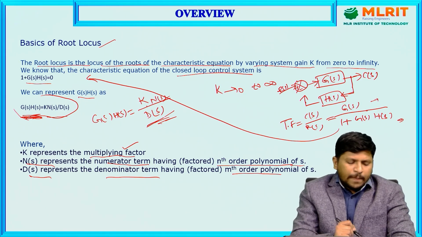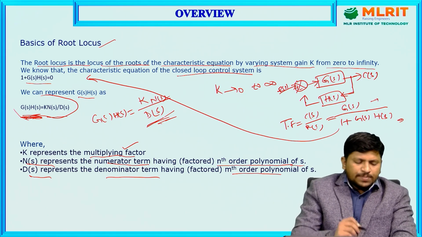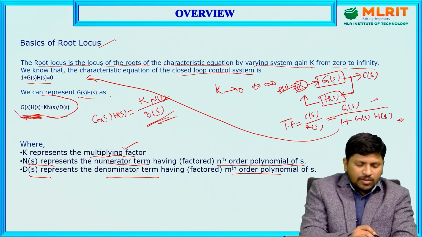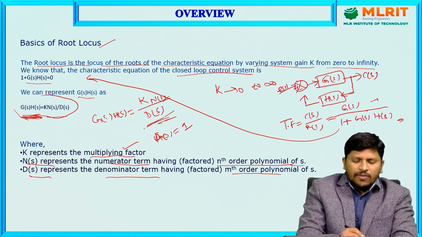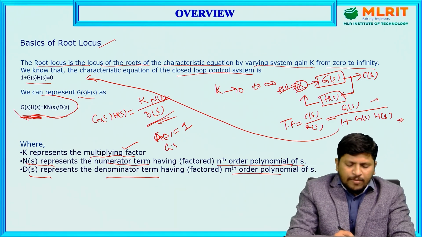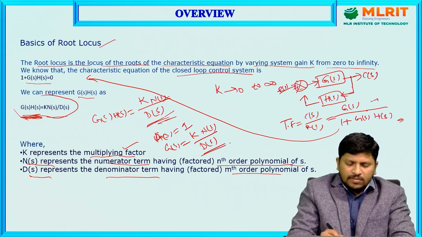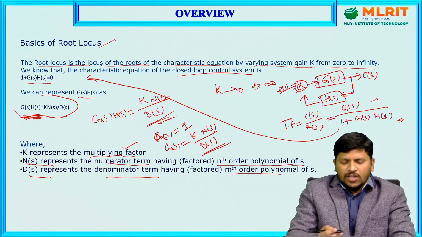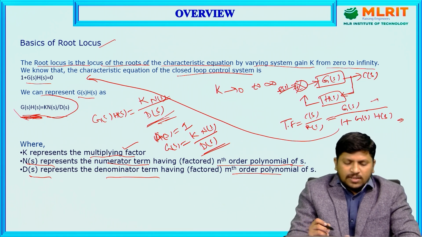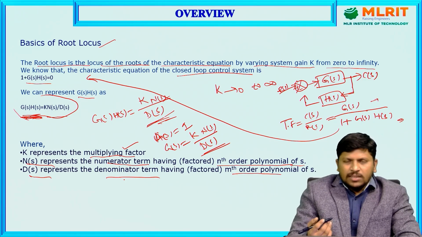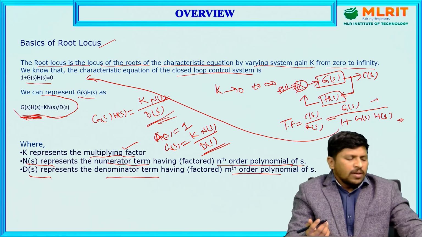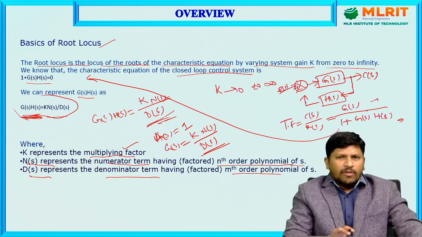Here, if H(s) equals 1, that is unity feedback, then G(s) equals K N(s) divided by D(s). This is the transfer function also. From this system we are going to calculate the root locus. So these are the basics of root locus.